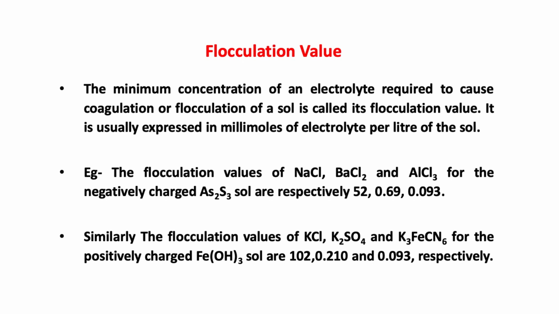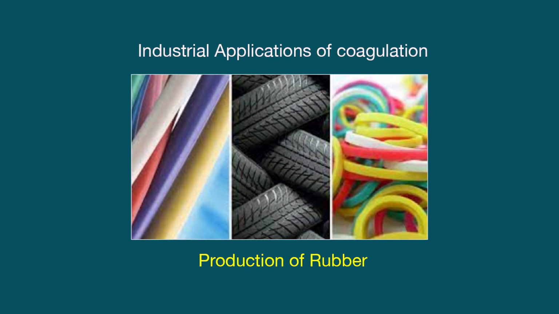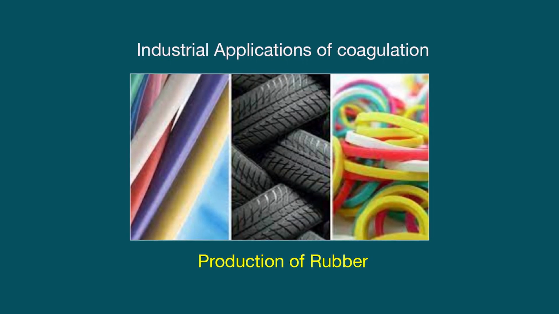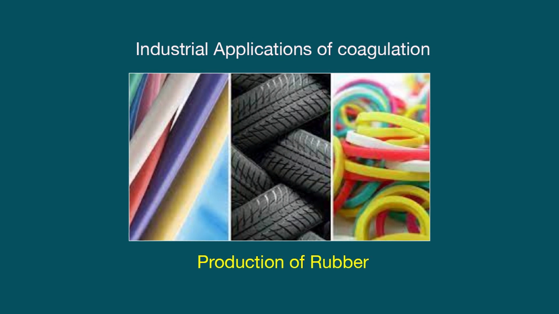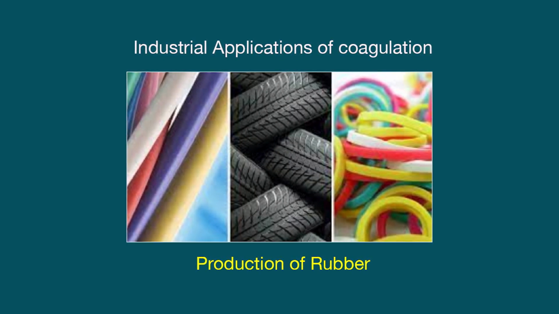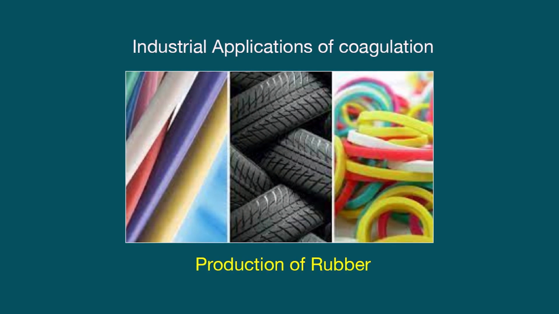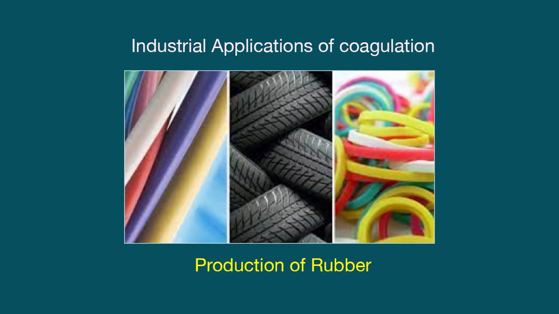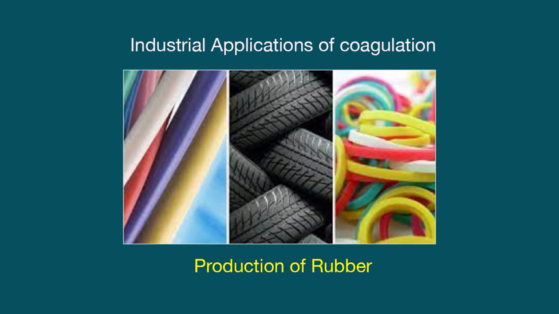0.093 respectively. Now, we will discuss some of the industrial applications of coagulation. First one is in the production of rubber. Rubber latex is a colloidal solution of negatively charged rubber particles dispersed in water. Coagulation of latex using a coagulating agent like formic acid or acetic acid yields rubber.